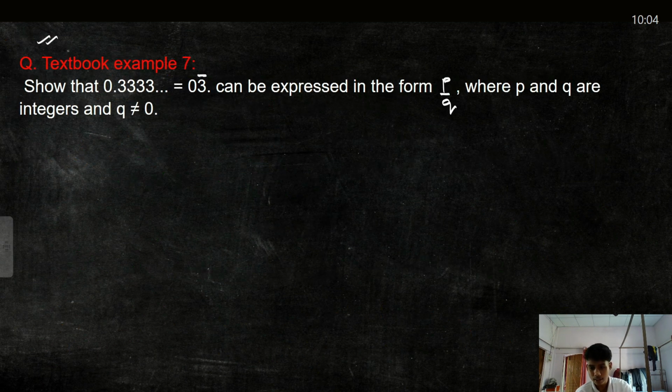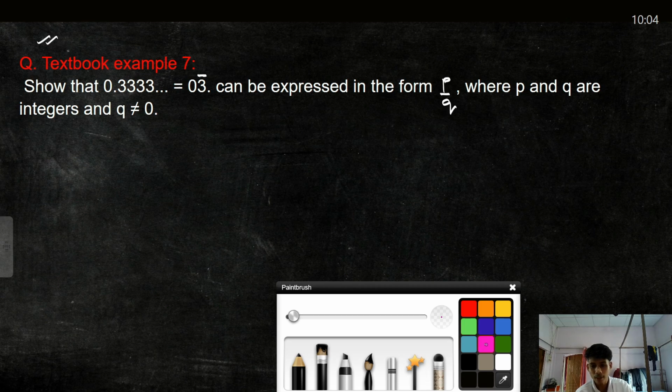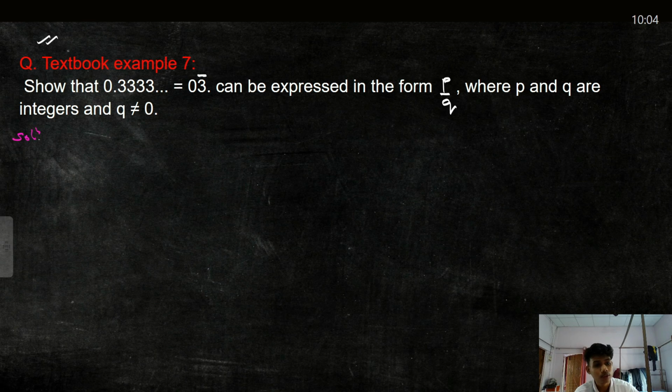Now in this case, we are asked to show that 0.3333, that is 0.3 bar, can be expressed in the form p by q, where p and q are integers and q is not equal to 0. Okay, so now let us come to the solution. Let x equal 0.333 dot dot dot. Let it be equation 1.